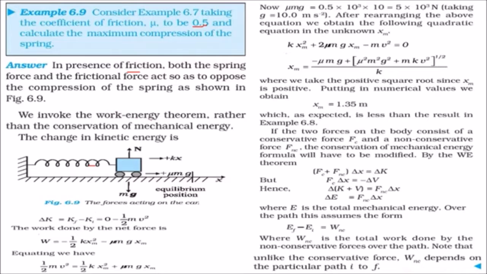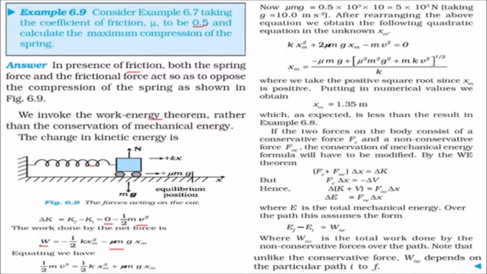We will invoke the work energy theorem here, not the conservation of mechanical energy. So the change in kinetic energy is what? Delta K will be Kf minus Ki. Initially it was half mv square. Finally it was zero. Because we are trying to compress it, the work done by the net force will be W equals half k xm square minus mu mg xm.